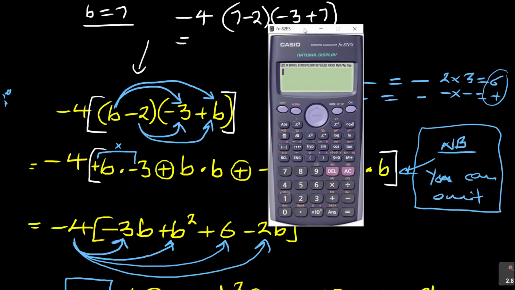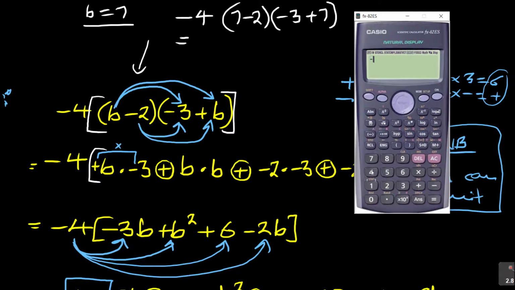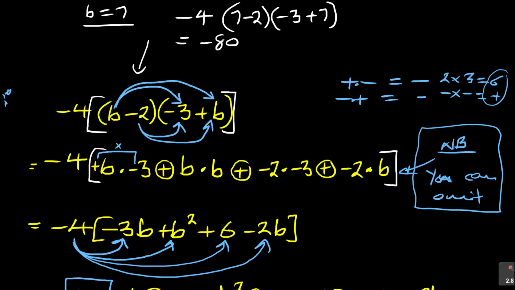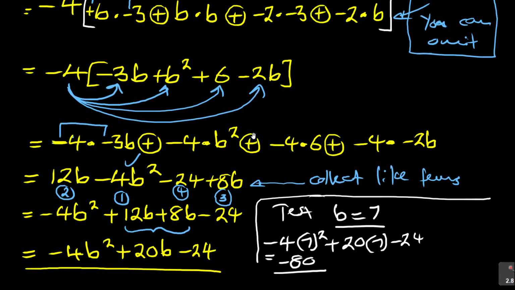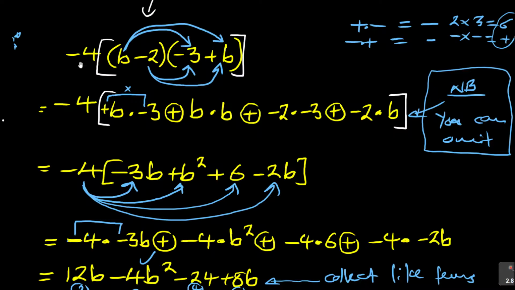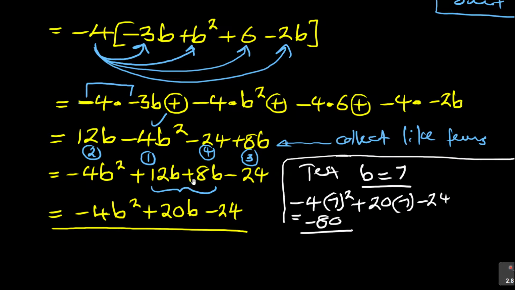So let's do that. What will I have? It's negative 4, bracket 7 minus 2, close it. Bracket negative 3 plus 7, close. Then equal to, see, I'm also getting minus 80. When these answers are matching like this, you know my answer is correct, because the original is giving me negative 80, and the final answer gives me negative 80. It means I'm doing the right method, and whatever I was doing is correct.